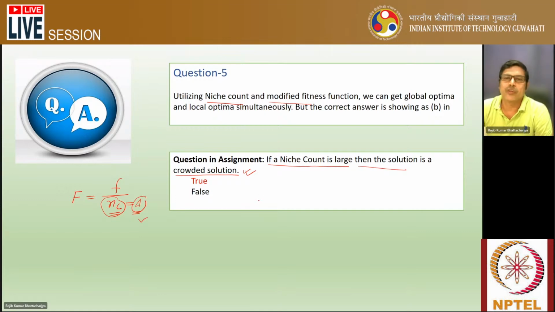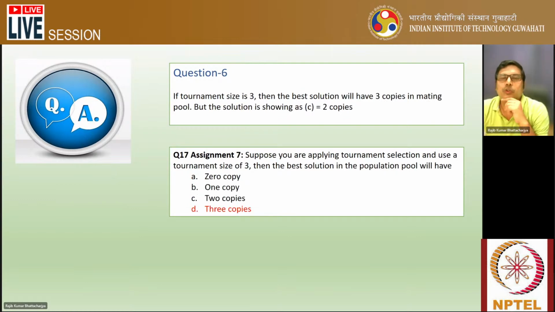So in niche count, if the niche count is large, then the solution is a crowded solution. I hope this is clear to you. Let us go to the next question, question number 6.